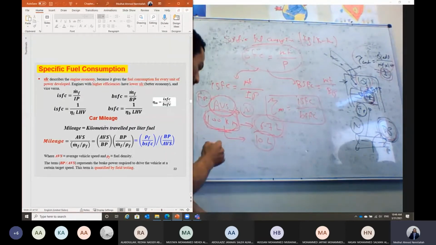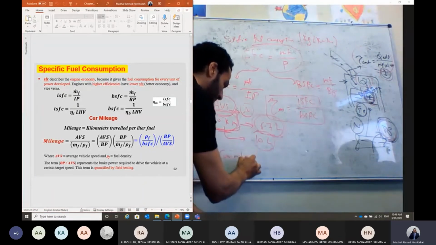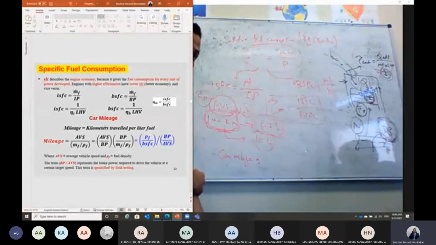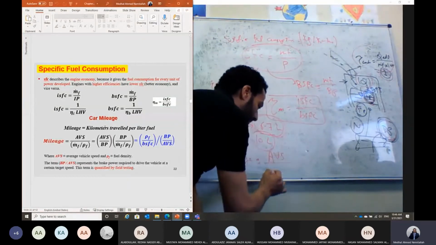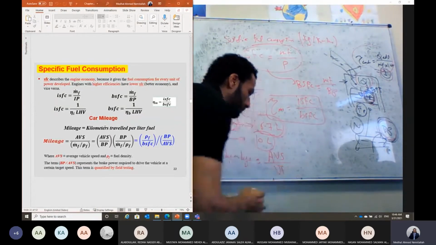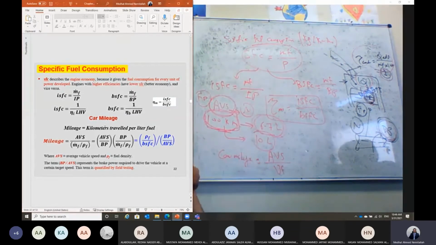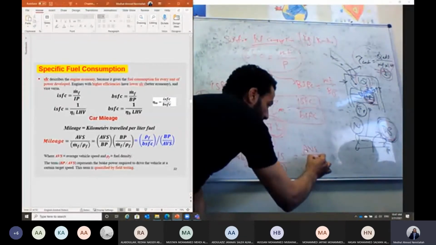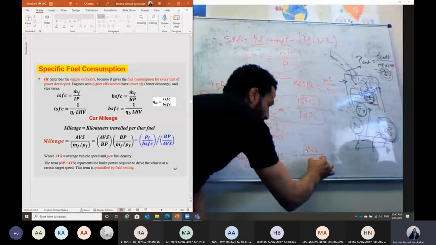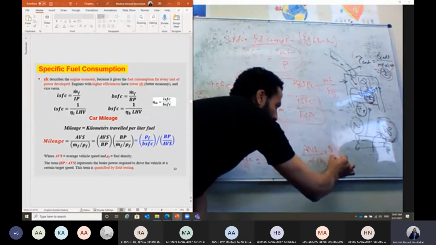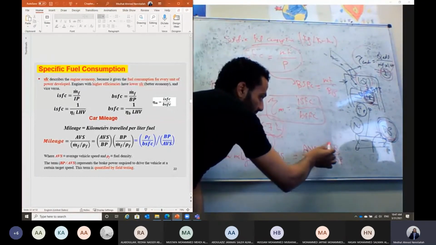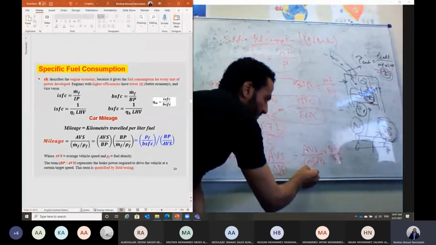If you need to calculate the car mileage, which is equal to the distance that the car can travel for a given fuel flow rate, it is equal to the average vehicle speed divided by the volumetric flow rate of the fuel. Average vehicle speed divided by V dot, which is m dot fuel divided by the density of the fuel. If I multiply it here by the brake power, up and down, it will be m dot fuel divided by the brake power, which is the brake specific fuel consumption.